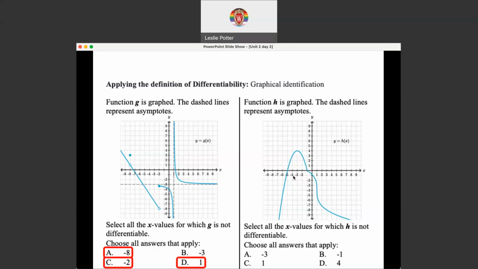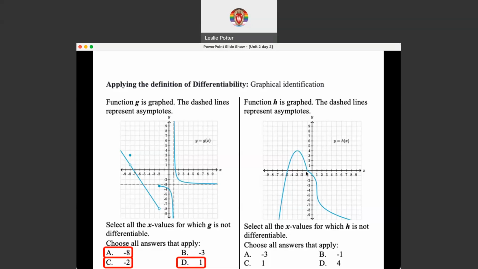The dashed lines represents asymptotes. I don't see any dashed lines. Select all values for which H is not differentiable. So we're looking for those points of non-differentiability, right? Cusps, corners, vertical asymptotes, and any discontinuity. So -3. Where's -3? Here's -3. I got it right this first time. Smooth and continuous. We're good there.